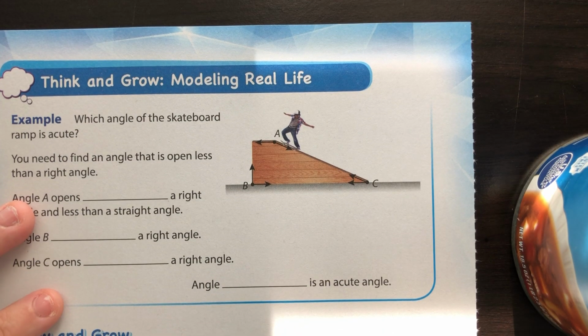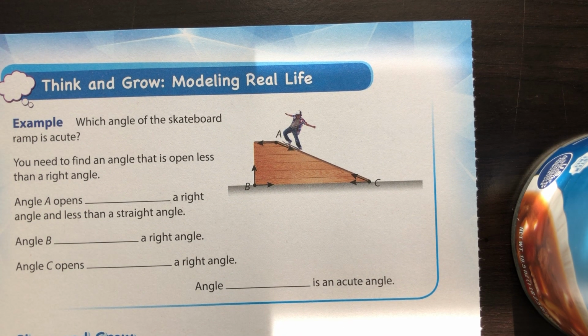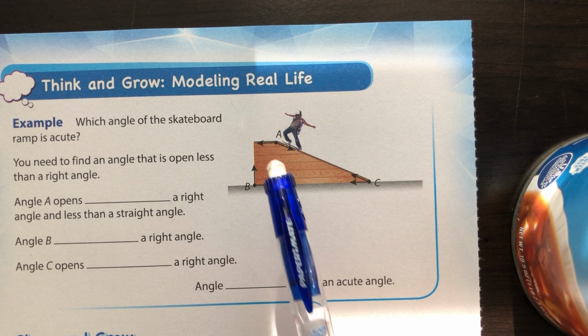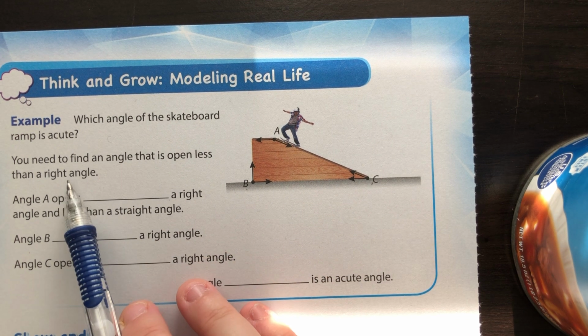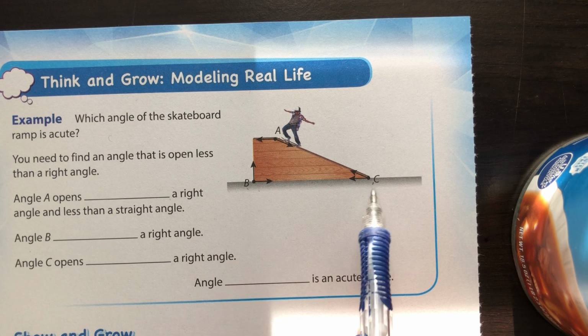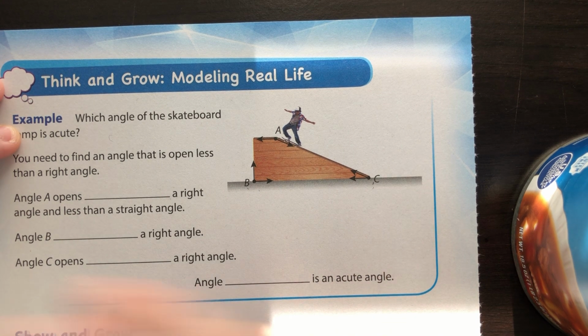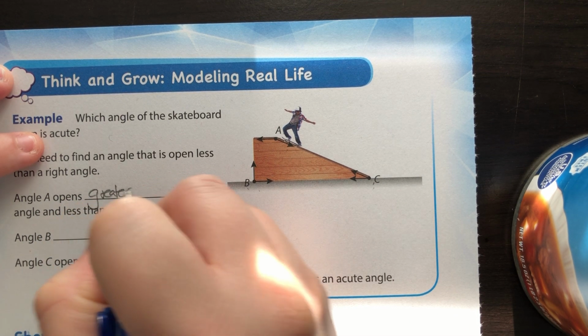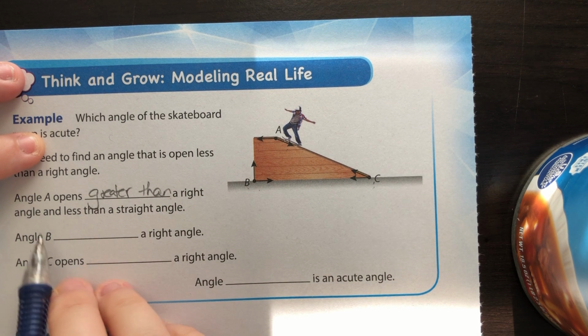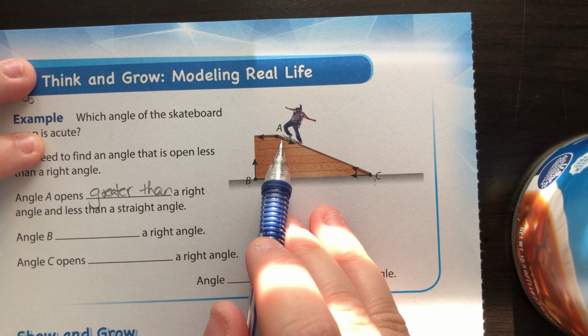Back here, it says, which angle of the skateboard ramp is acute? Here's the ramp, the skateboard ramp. Here's an angle here, an angle here, an angle there. So out of these ones, which is acute? Well, angle A, right here, opens greater than a right angle and less than a straight angle. See, it's obtuse, so that cannot be it.